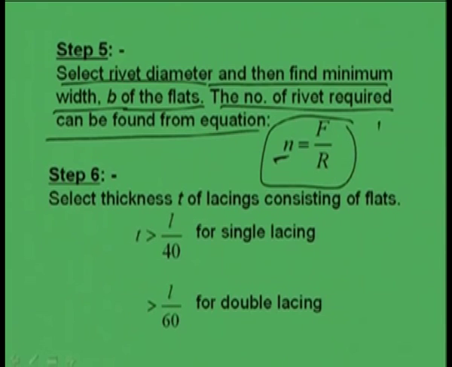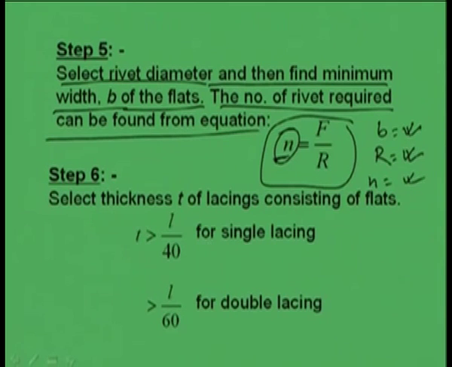So, the minimum width of the lacing will be found, the rivet value for a particular rivet diameter can be found, then N, the number of rivets, can be found. The number of rivets also depends on whether it is F by R or something else, depending on how it has been connected. Earlier we showed 2F cos theta by R or F by R, depending on the type of connection and how it has been arranged.